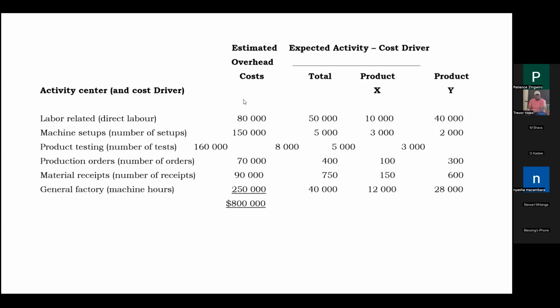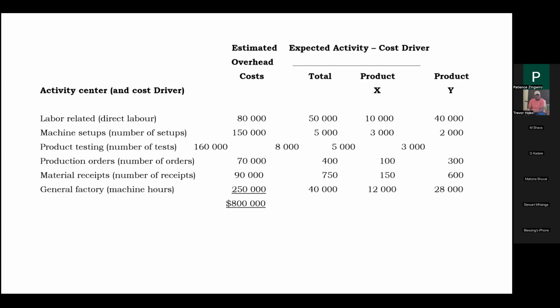Now, you can see that under estimated overhead costs in that data, we have overheads totaling 800,000. That 800,000, which under absorption costing we divided by 50,000 and got $16, is now divided into cost drivers, and each cost driver is allocated an overhead cost.